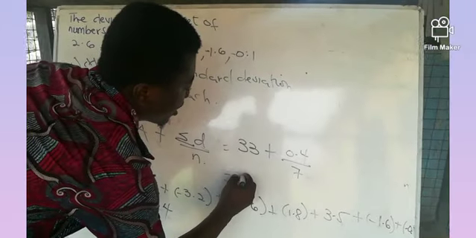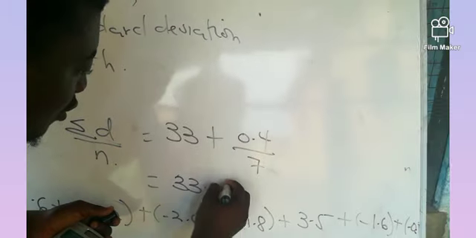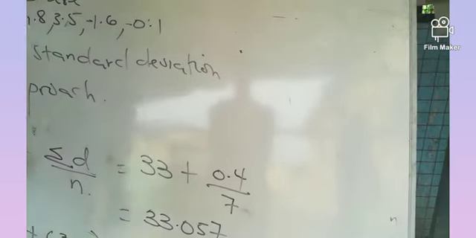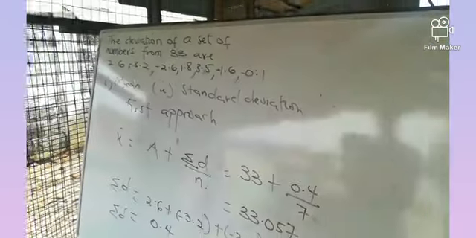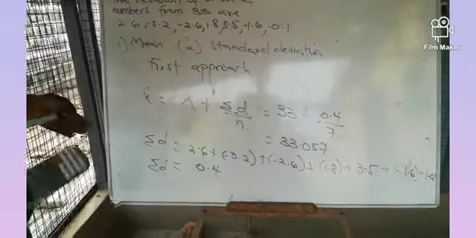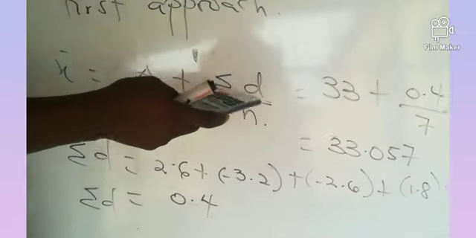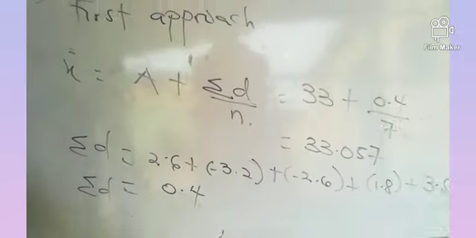Answer is going to be 33.057. That's the mean. So that's how to calculate the mean using the first approach. So for the first approach, what do we need? The formula is assumed mean plus summation of the deviation divided by n.